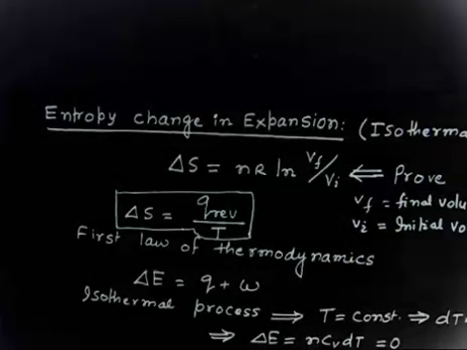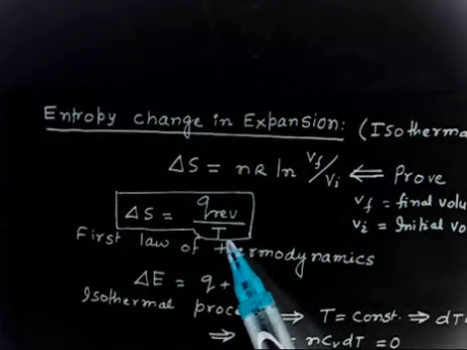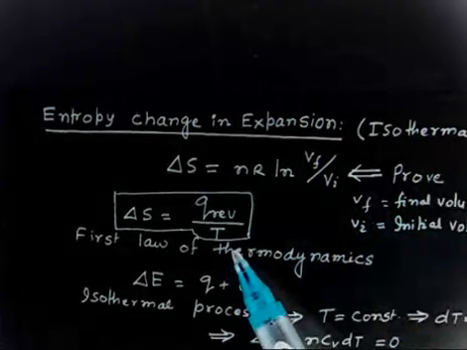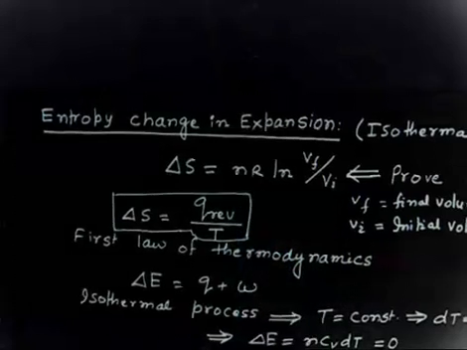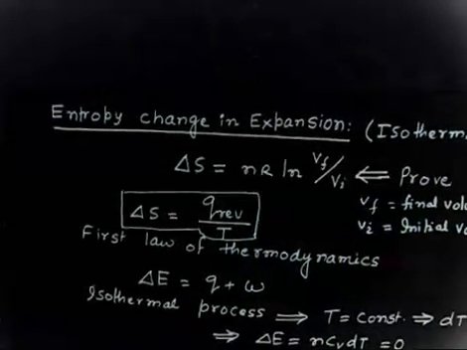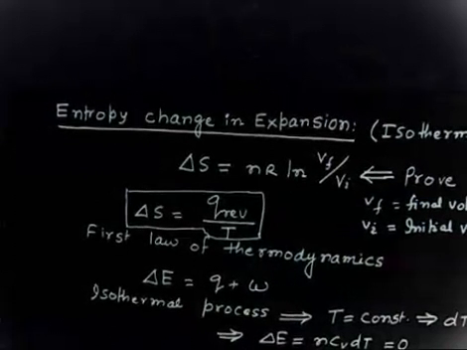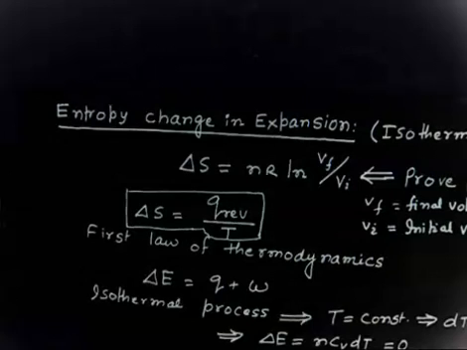Now what is my target? The process is isothermal, so temperature is constant. I only have to find Q reversible. If I am able to find Q reversible and plug its value here, then I will get the delta S. To find the Q reversible value, I will use the first law of thermodynamics.